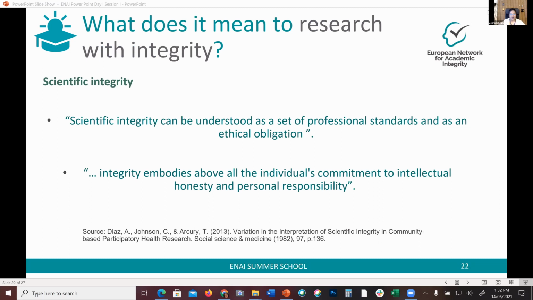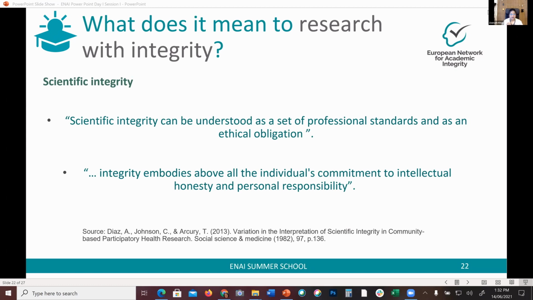So the next thing was from my room, where we discussed why we want to research with integrity and what it means to research with integrity. And I think before we even answer that question, it's very important to understand what we mean when we say scientific integrity, right? Basically, it can be understood as a set of professional standards.